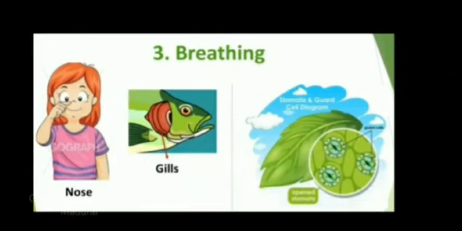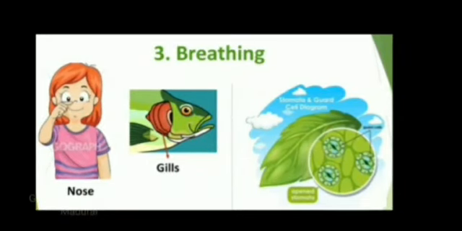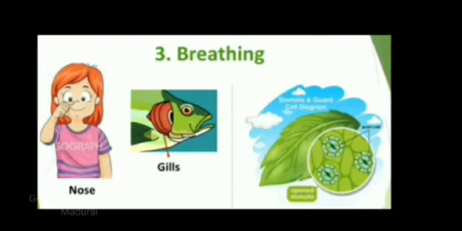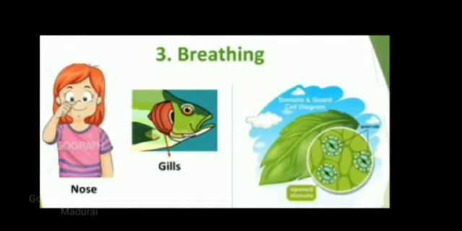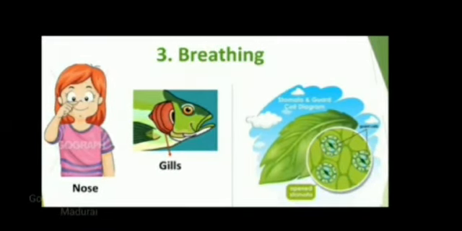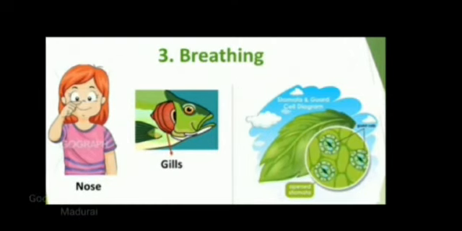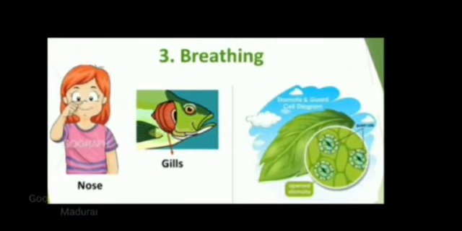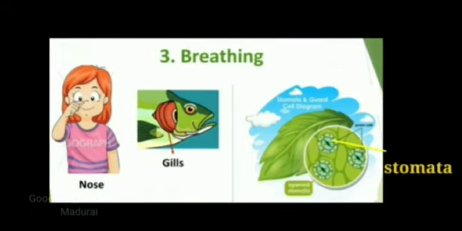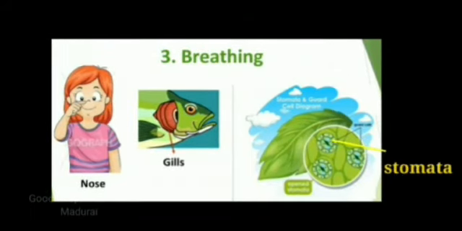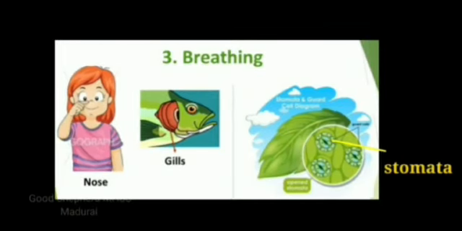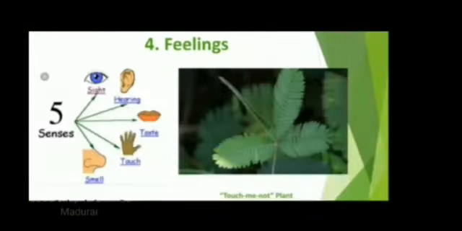We humans breathe through the nose. Some animals can breathe through their nose, gills and skin also. The plants breathe through the leaf. The leaf has tiny pores called stomata. These stomata help to absorb carbon dioxide and help to release oxygen.